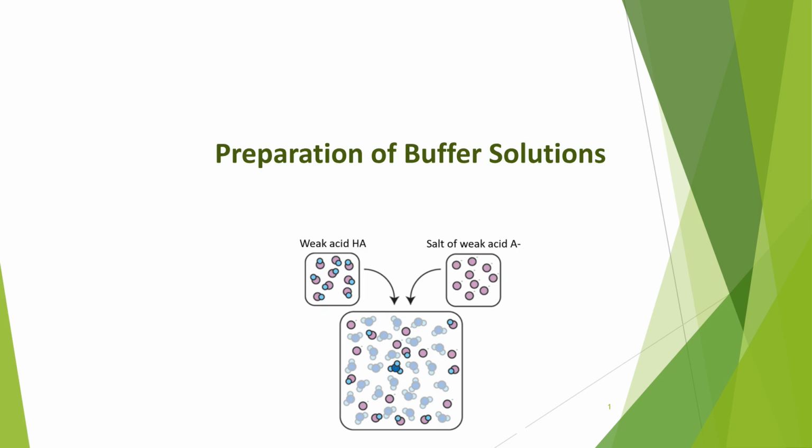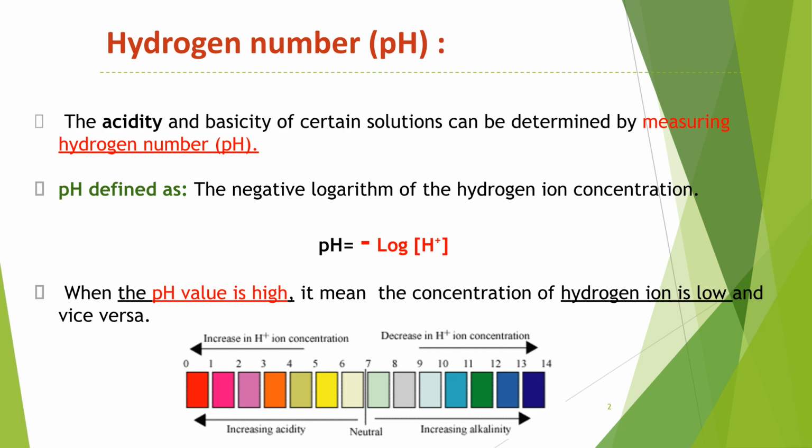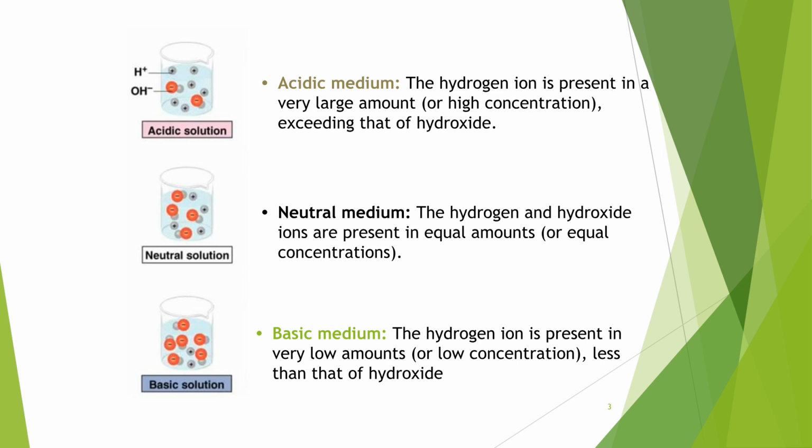This video will cover the preparation of buffer solutions and their properties. Hydrogen number, or pH, measures a solution's acidity or basicity. It is defined as the negative logarithm of the hydrogen ion concentration. An acidic medium has a high concentration of hydrogen ions.